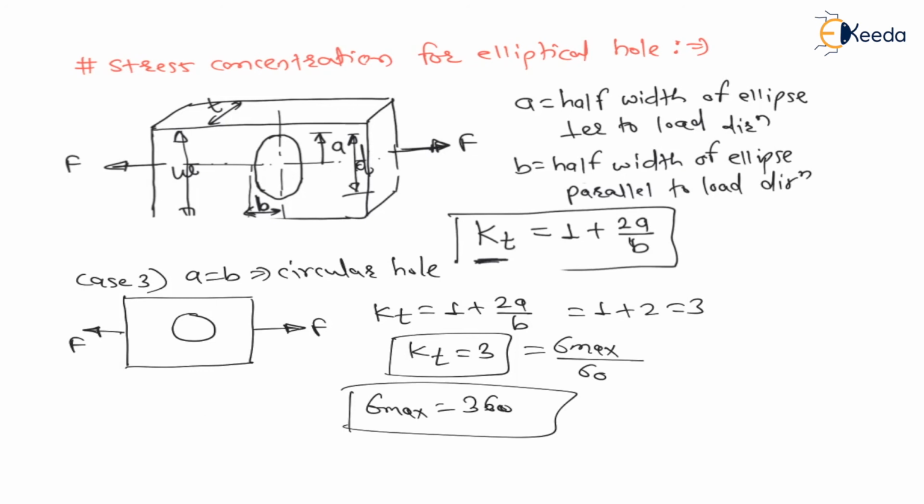Now my dear students, for a circular hole Kt is equal to 3. This value you have to remember for exams. Thank you dear students.